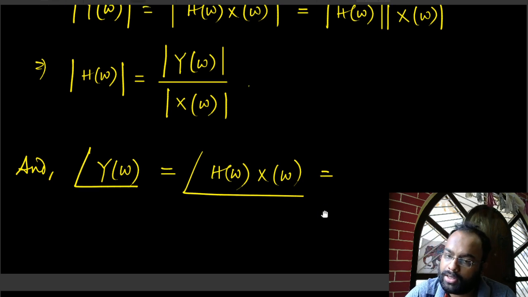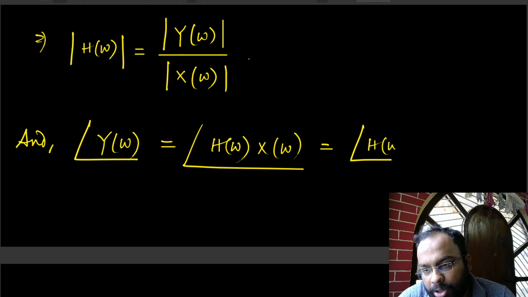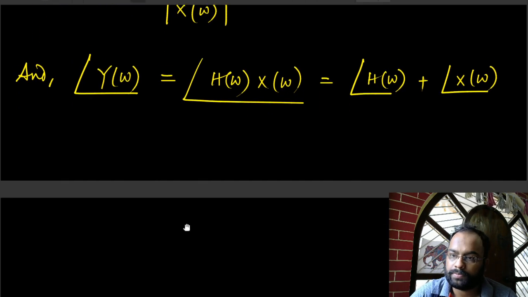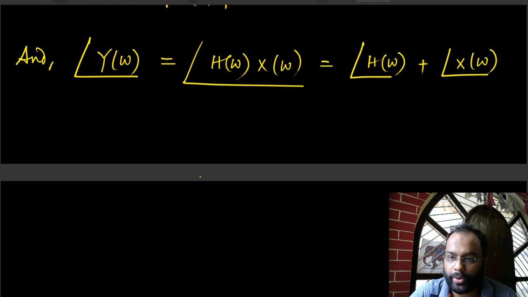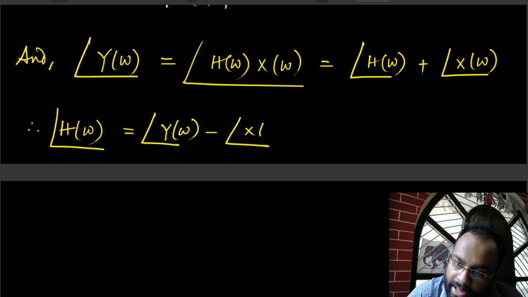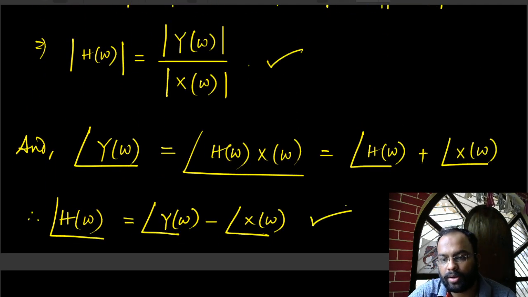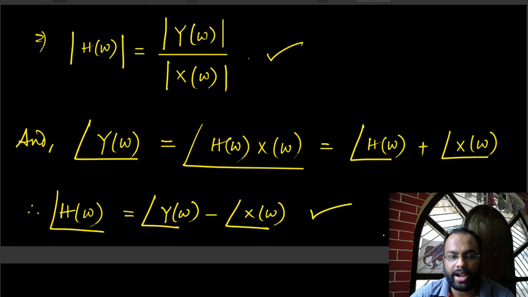And from the concept of argument of complex numbers, this can be written as angle of H(ω) plus angle of X(ω), right? You can understand that, right? So I can say the angle of H(ω) is equal to the angle of Y(ω) minus the angle of X(ω), right? So we have these two, this one and this one, at our hand.